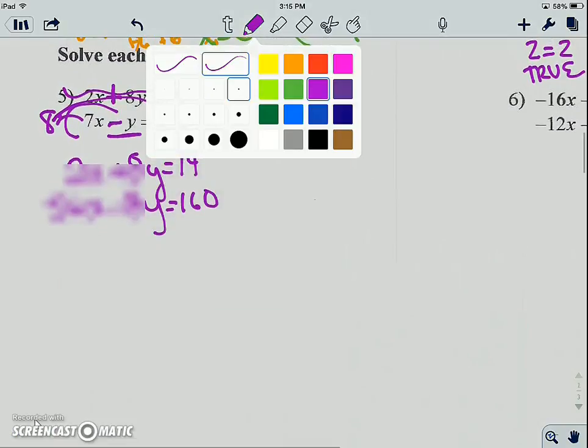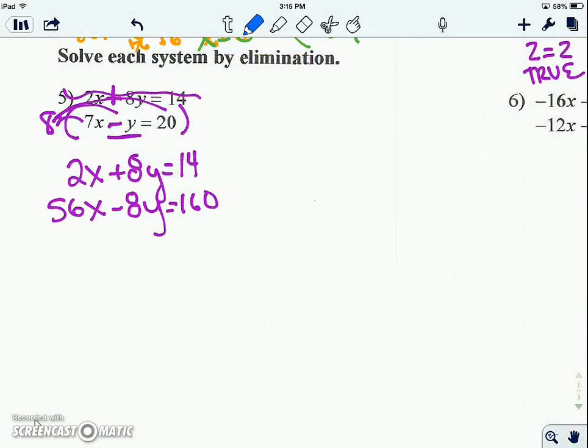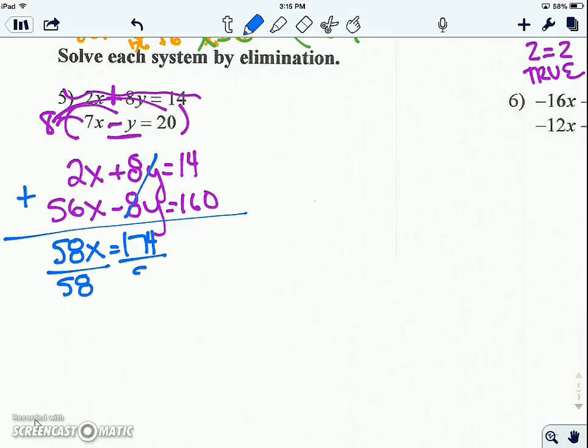Now if we go back up here, step 2 says add and solve. So I'm going to add these two equations together. And the whole point of making opposites is that positive 8 and negative 8 will go away. So we have 58x equals 174. If you divide both sides by 58, you get x equals 3.